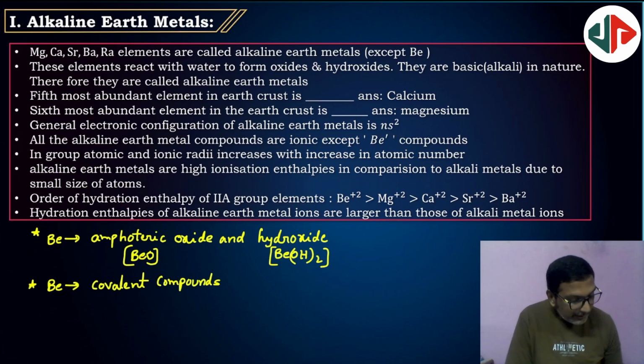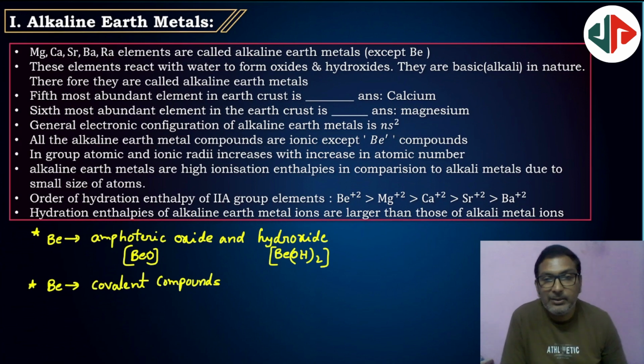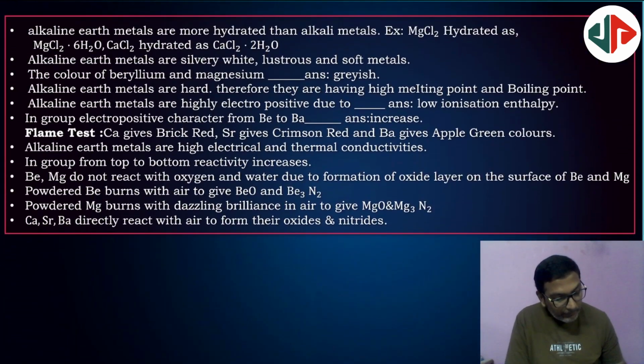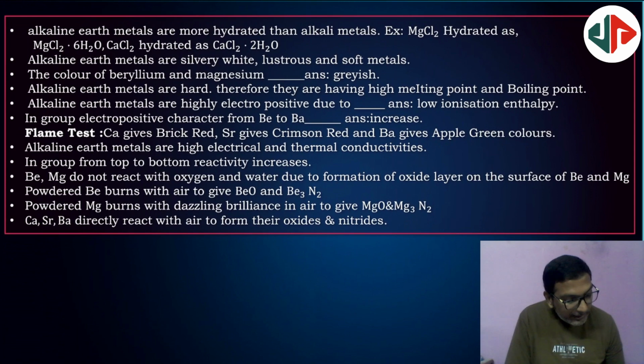Next, hydration enthalpies of alkaline earth metals are almost double that of alkali metals. That means when compared to hydration energy of Li+, Be2+ hydration energy will be almost double due to small size. Next, alkaline earth metals are more hydrated than alkali metals due to small size.